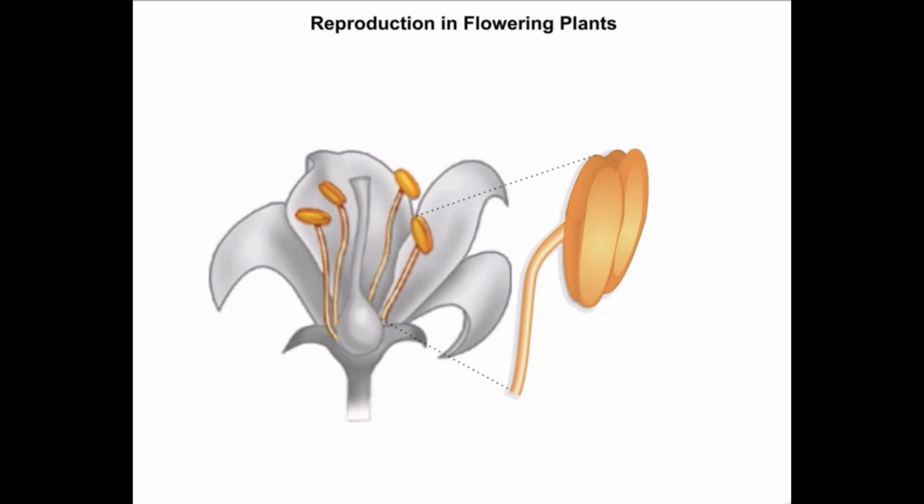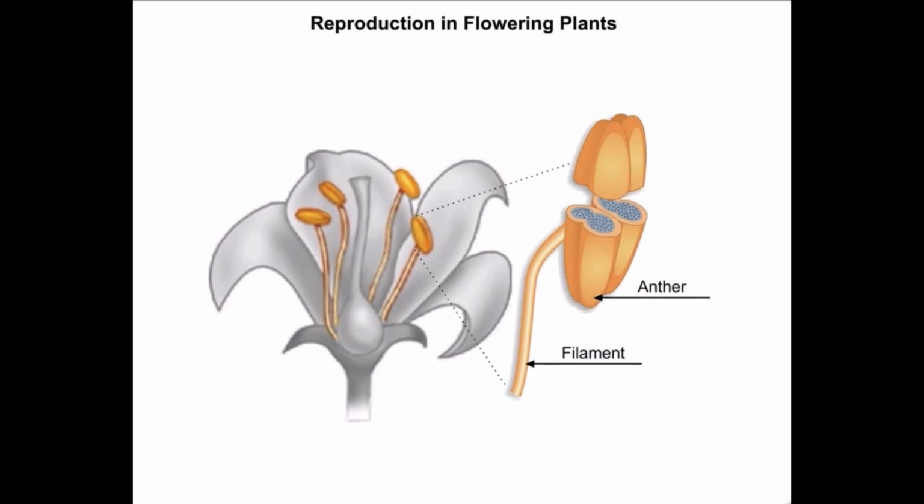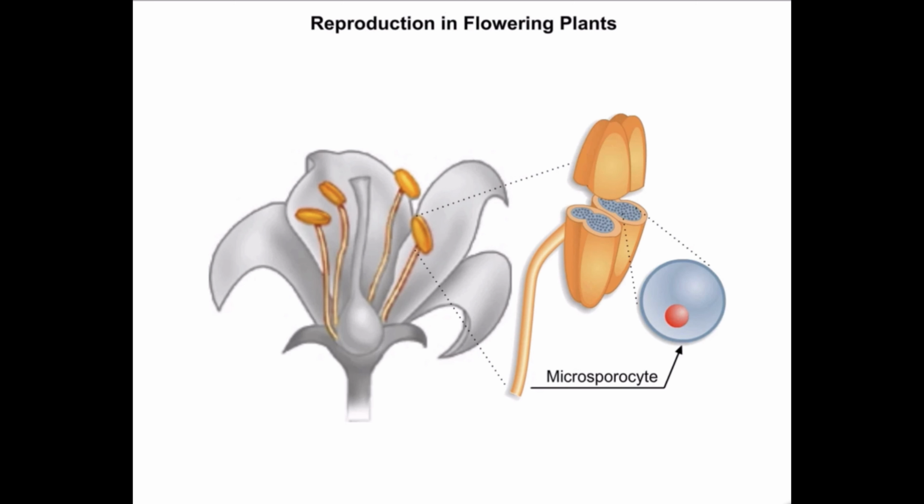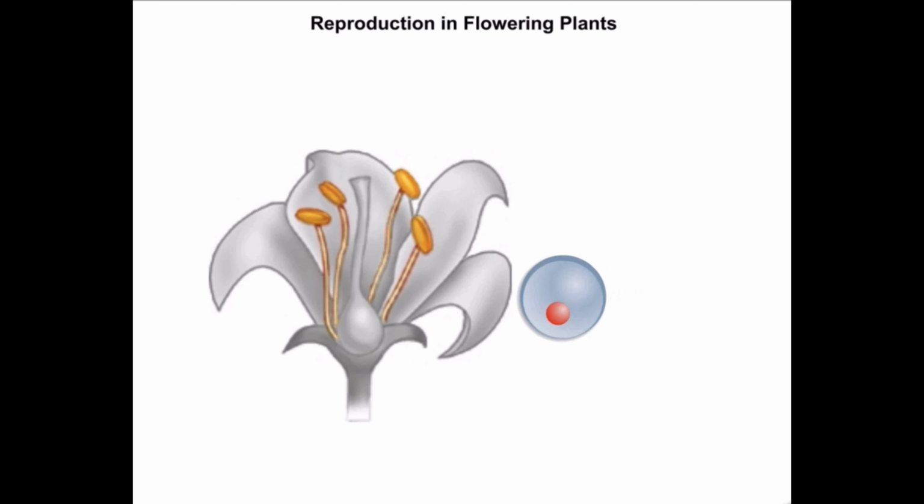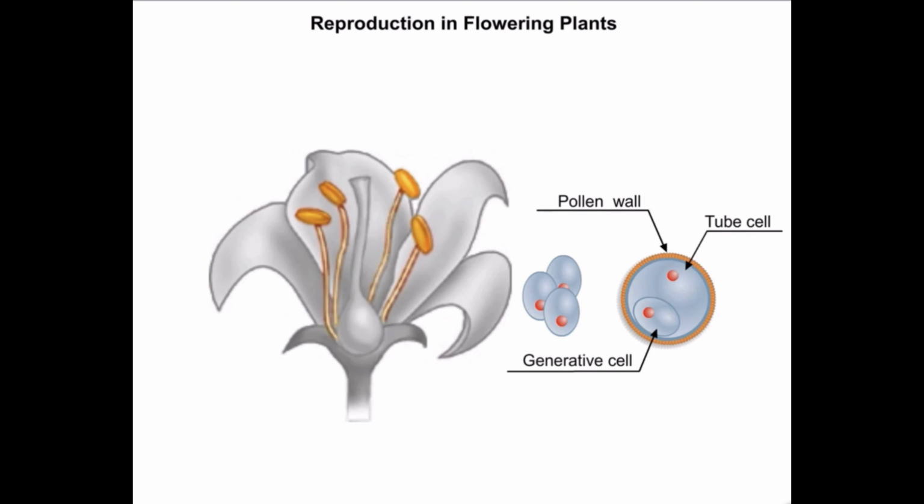The stamen, the pollen-containing structure, is composed of 2 parts, a stalk-like filament and an enlarged anther. Inside the anther are chambers containing diploid cells called microsporocytes. Each microsporocyte undergoes meiosis to produce 4 haploid microspores. These microspores divide by mitosis to form male gametophytes, or pollen grains. The immature pollen grain consists of a small generative cell enclosed within a large vegetative cell called the tube cell. The generative cell will later divide to form sperm.